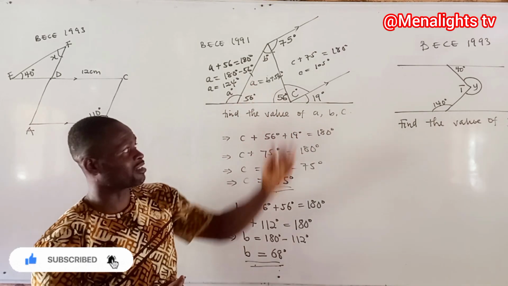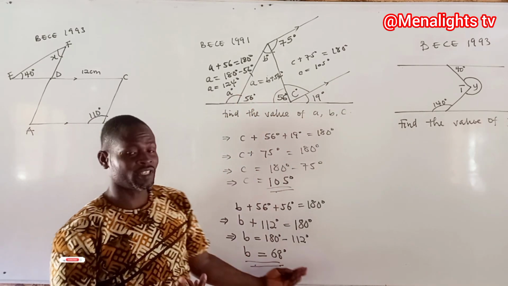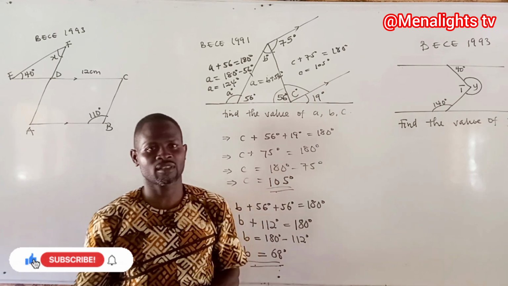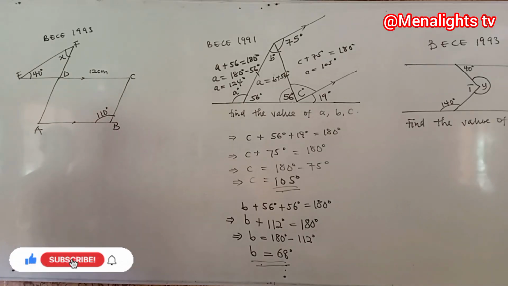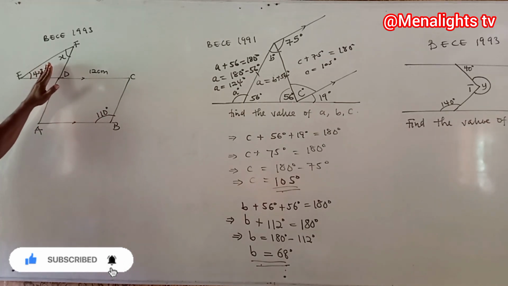124 degrees. In this diagram, A is equal to 124, B is equal to 68, and C is equal to 105 degrees. So we look at the second diagram. In this one we have a parallelogram, and then we have a triangle there.